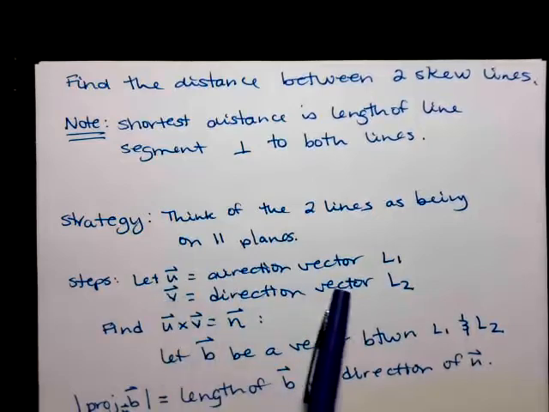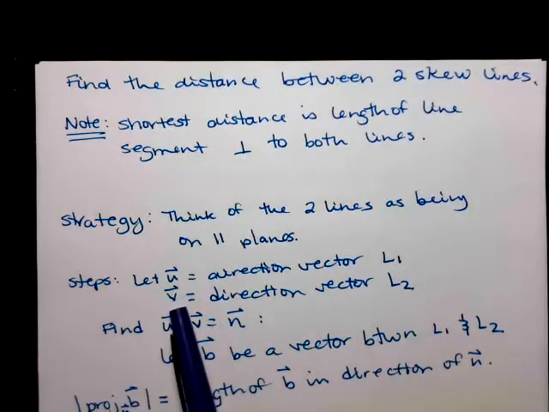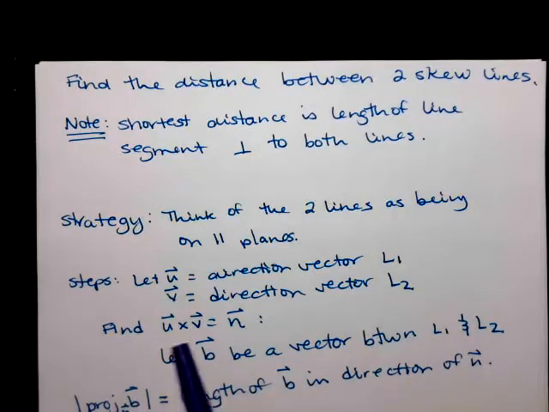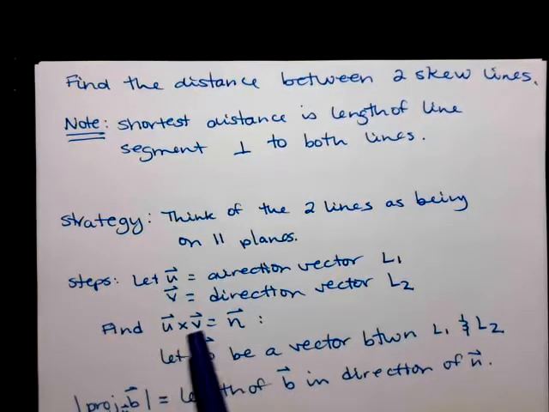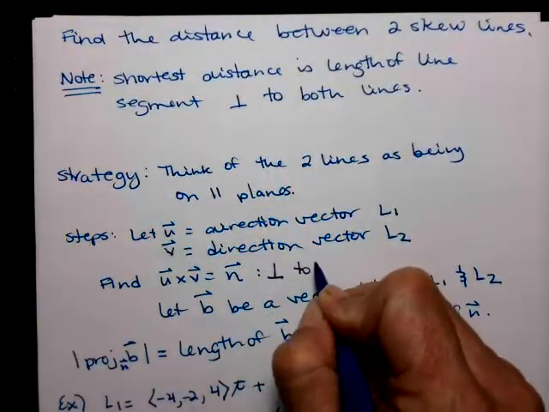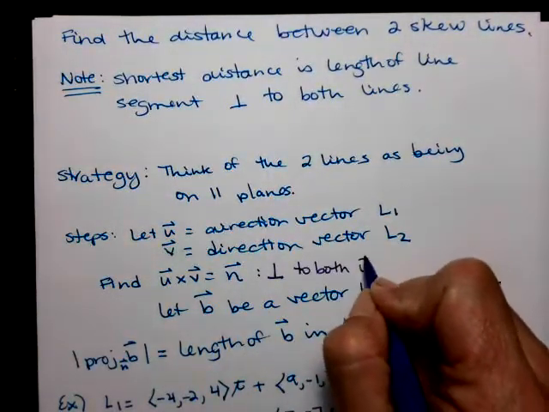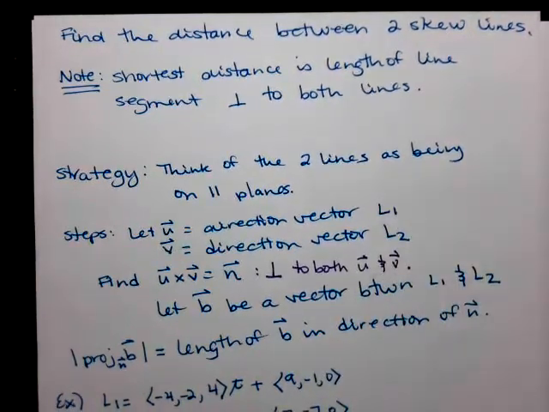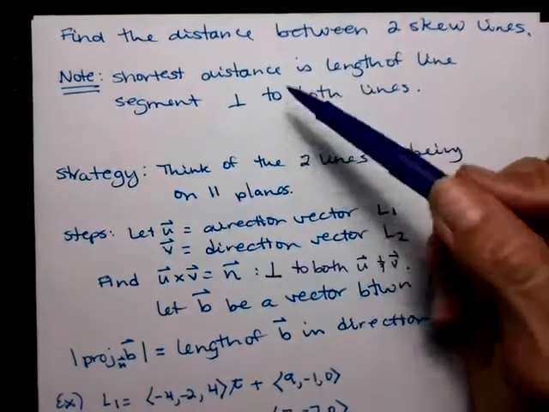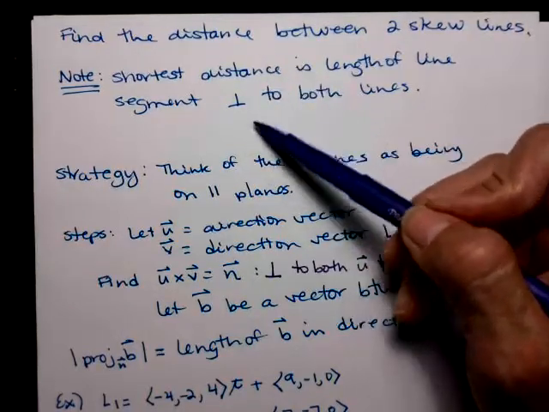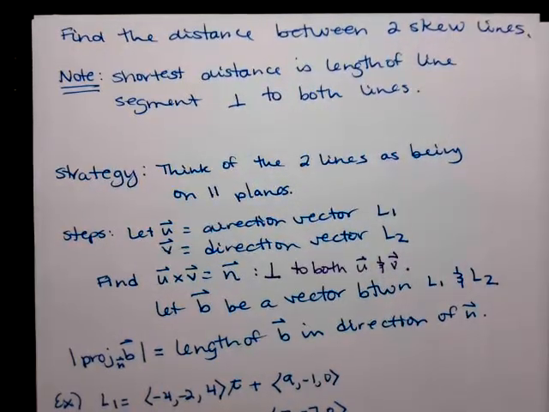Okay, so here's how we're going to do it. We're going to have u be the direction vector of L1. v is going to be the direction vector of L2. And then if we find u cross v, we're going to let that be n, the normal vector. We know that n is going to be perpendicular to both u and v, the direction vectors of L1 and L2. So we're getting a vector in the direction of the perpendicular distance between the two lines. So there's step one.